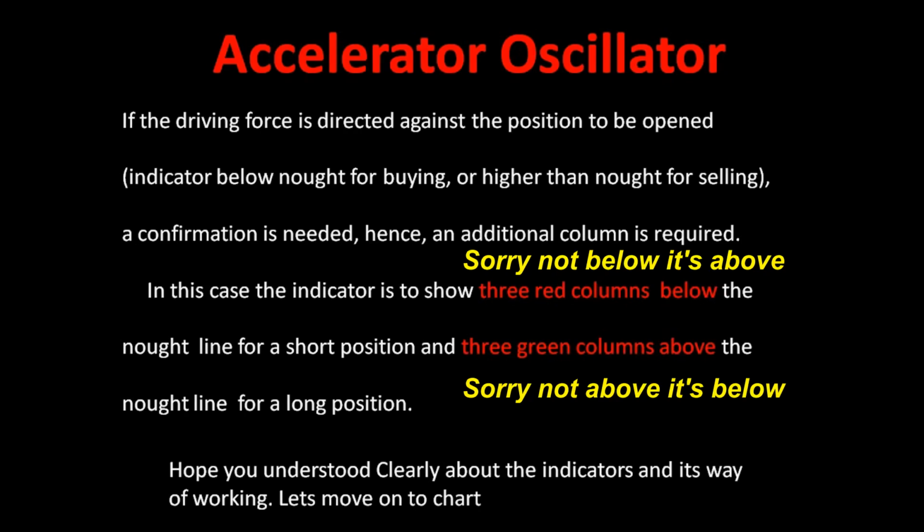Can you understand? If you trade in the trend direction, that is, according to the driving force, then 2 columns are enough. If it is opposite to the driving force, then you want one more for confirmation, that is 3 red columns for sell and 3 green columns for buy.